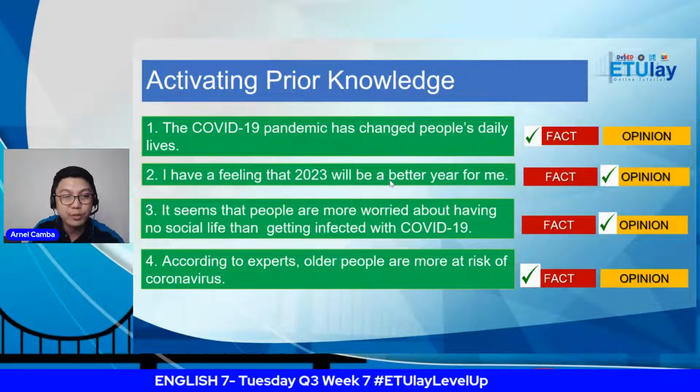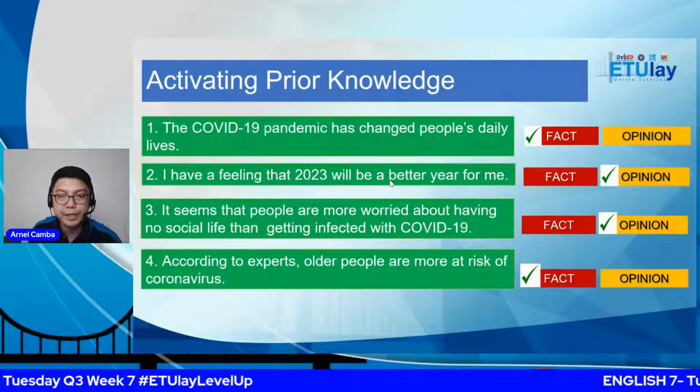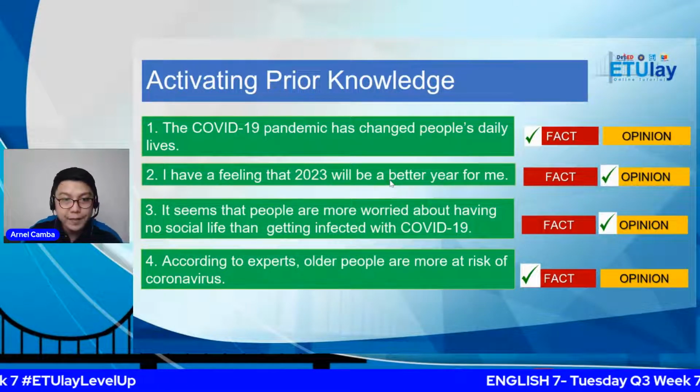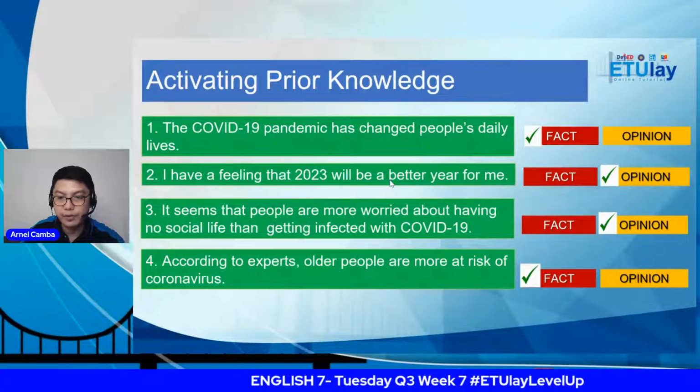So that's why, no, our older people at home during the onset of the pandemic, we don't want them to be exposed outside because they are more at risk of the virus.